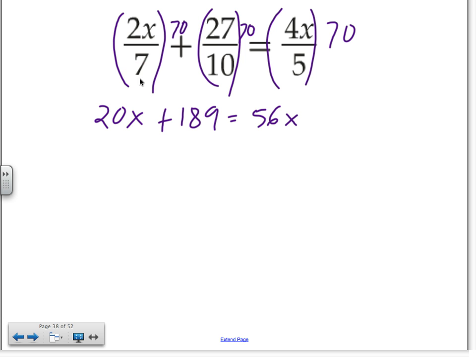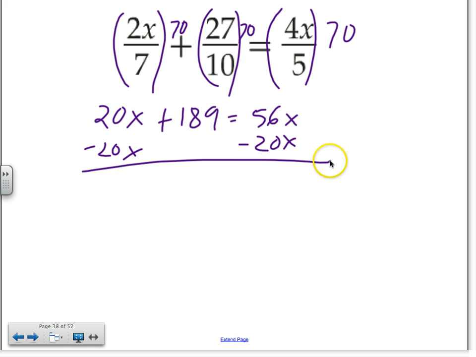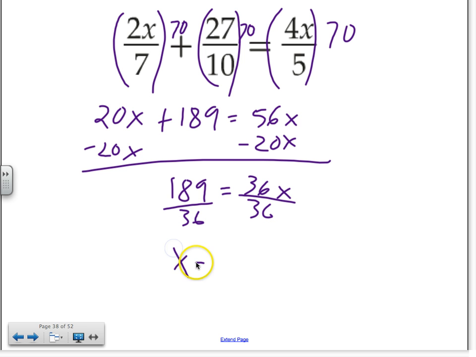Which one do you want to move? 20x, okay. Because you already have this x on this side by itself. So subtract the 20x over. You get yourself 189 equals 36x. Now what? Divide. So you have 36 on both sides here. And so x is simply 189 over 36.